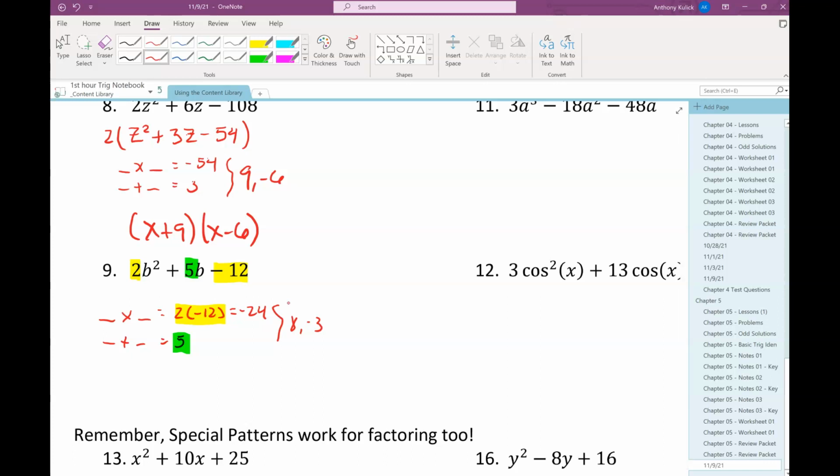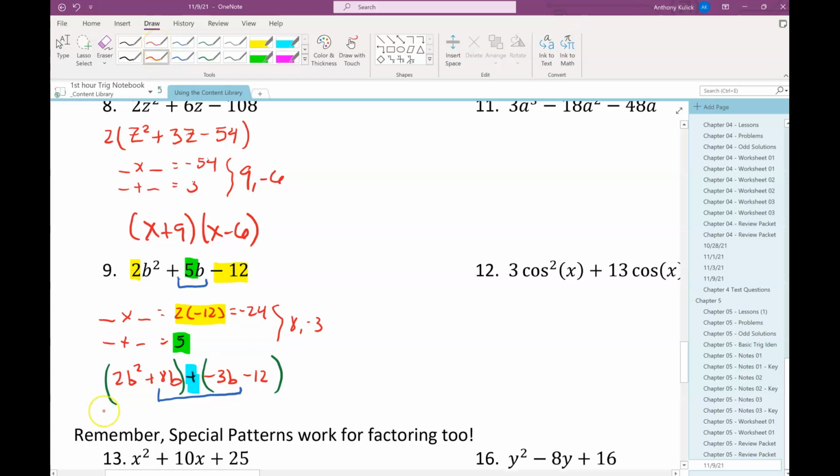This, however, does not go straight to our answer. So what I'm going to do with the 8 and the negative 3 is replace the 5b with 8 plus negative 3. Right? 8 plus negative 3 is still 5. So 5b can be the same thing as 8b plus negative 3b. And then I make two groups. Note that in between the two groups, you must have an addition symbol. That's why I wrote it as plus a negative 3b instead of minus 3b.